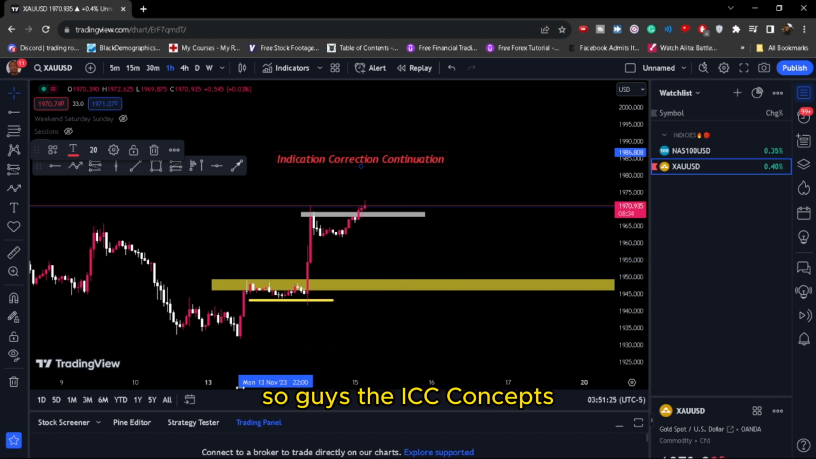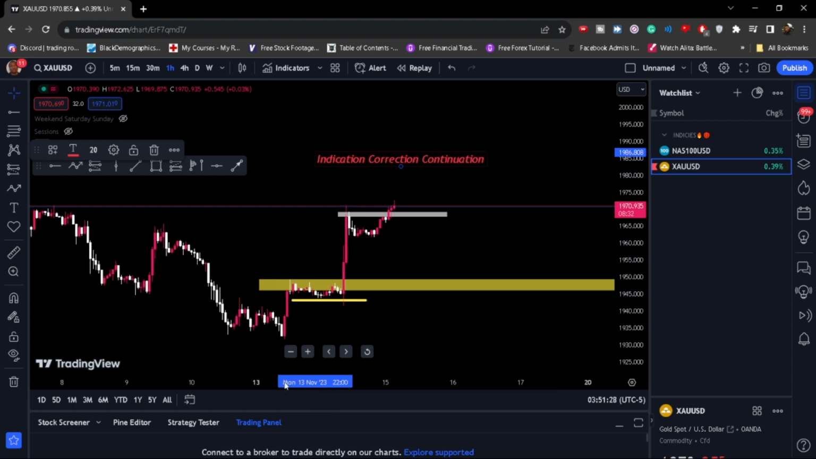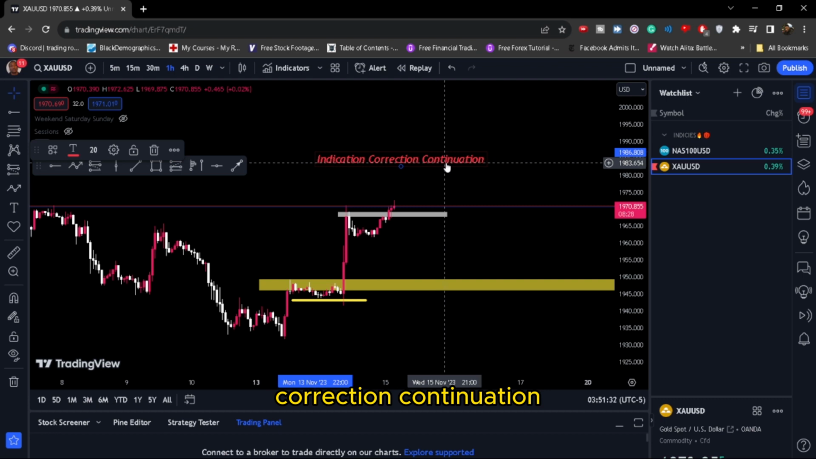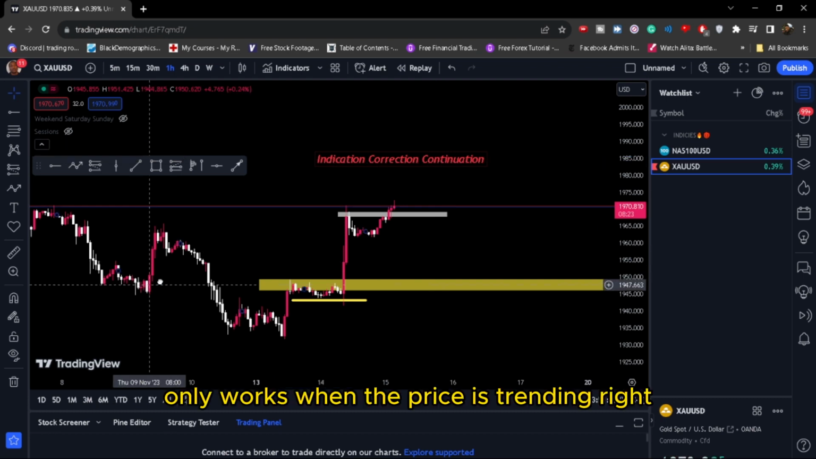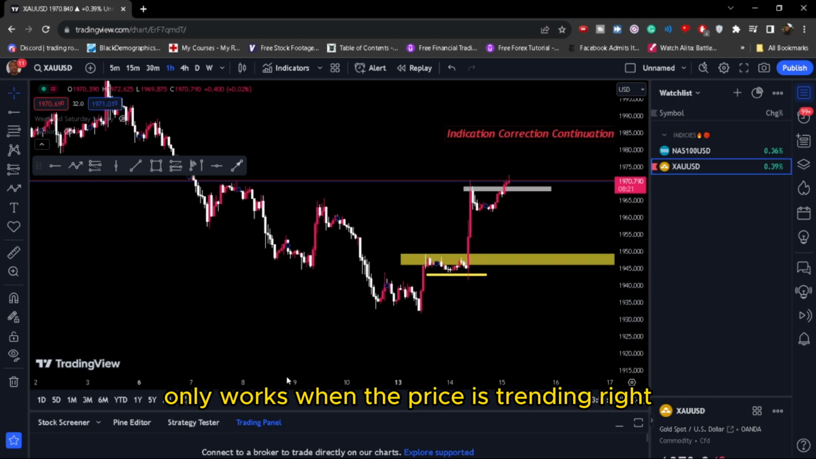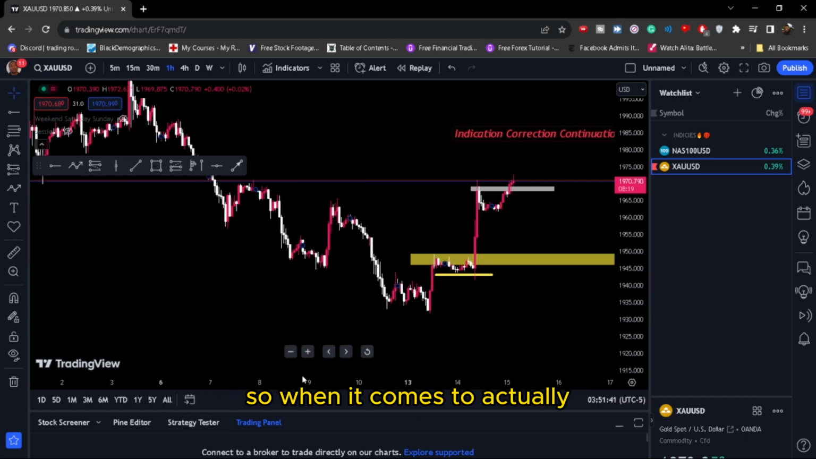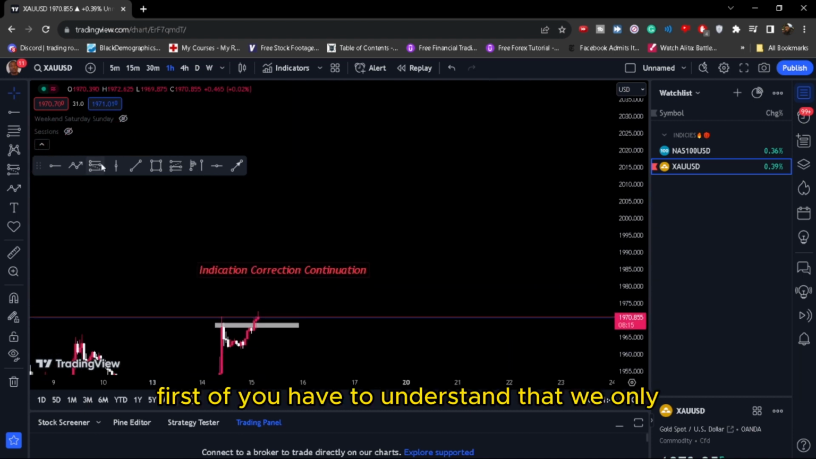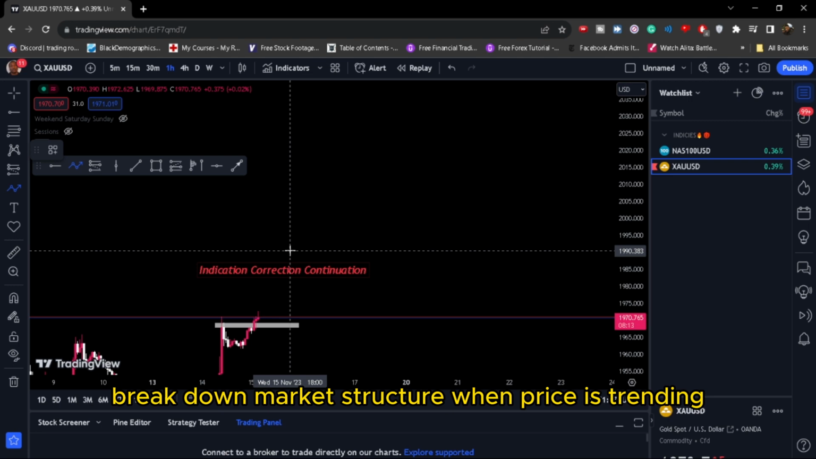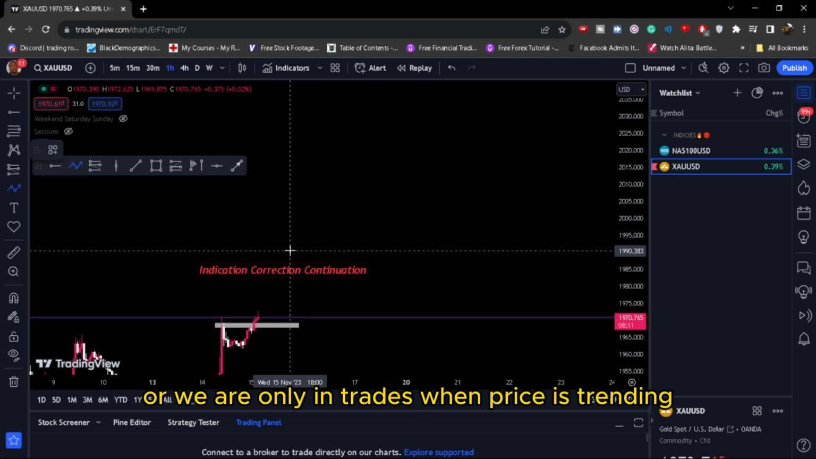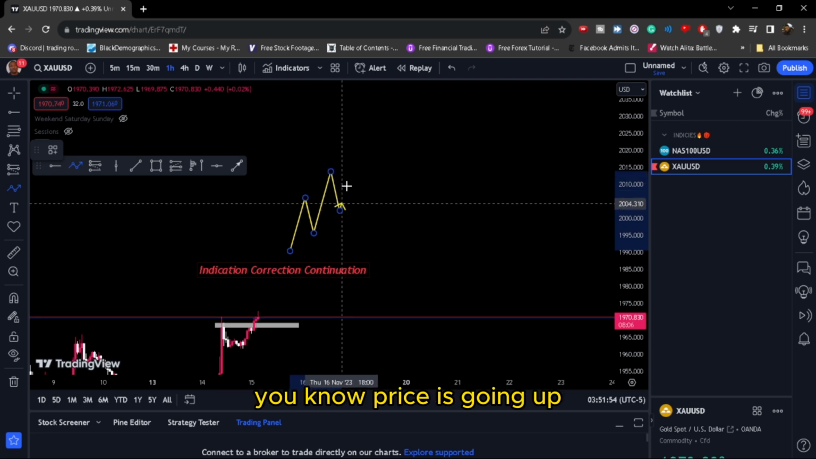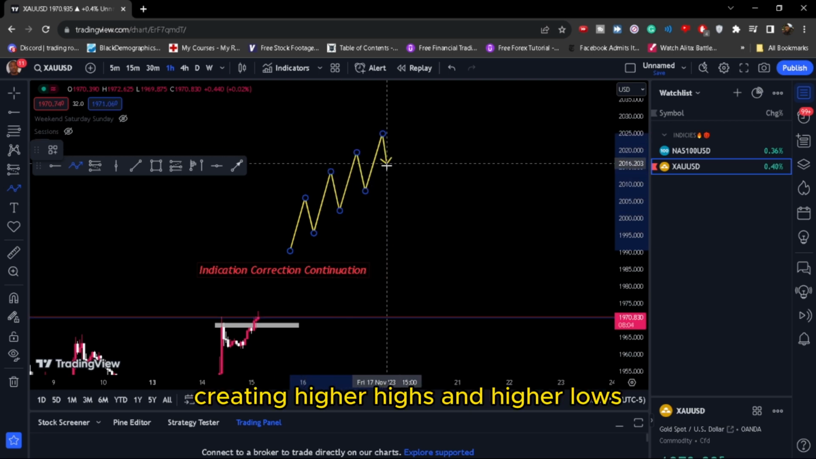So guys, the ICC concept, ICC stands for indication, correction, continuation. Now, this particular strategy only works when the price is trending, right? So when it comes to breaking down market structure, guys, first off, you have to understand that we only break down market structure when price is trending, or we are only in trades when price is trending. And trending just basically means price is going up or down, creating higher highs and higher lows.